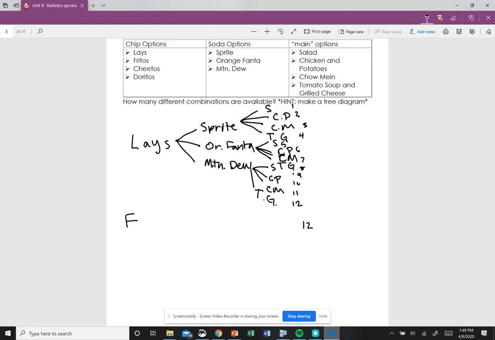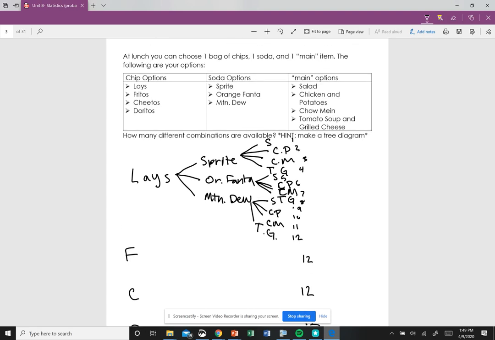And then if you did this for the last one, or no, Cheetos. Oh, there's going to be 4 of these. So there'd be 12 options for Cheetos, and then 12 options for Doritos. So how many is that in total? Well, that's going to be 12 times 4. Huh. Well, what if there was an easier way to do this?